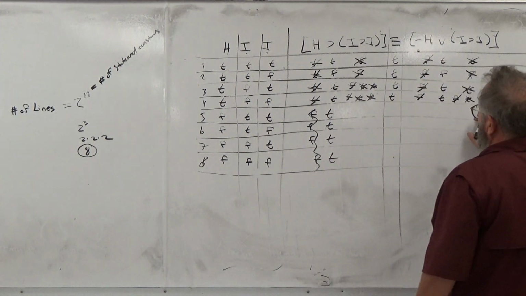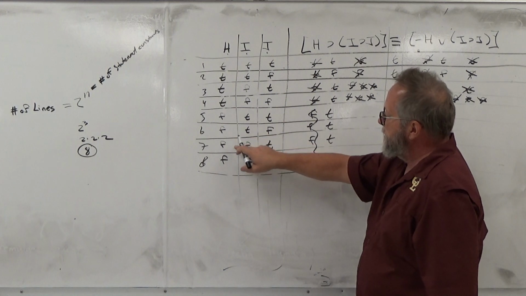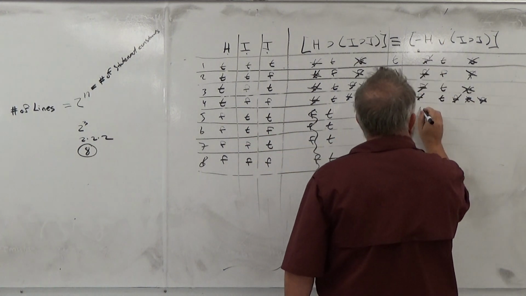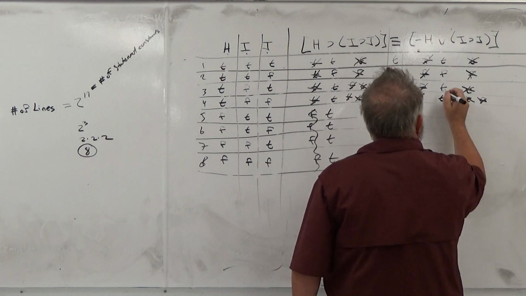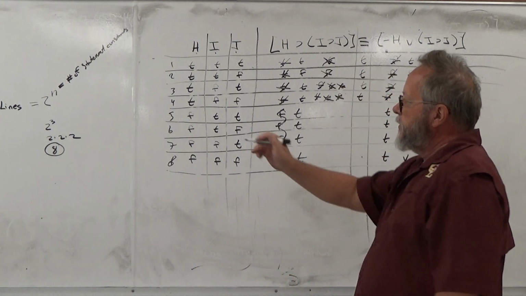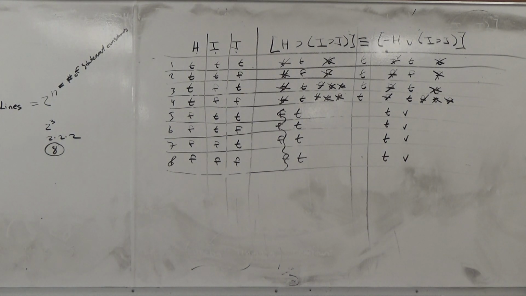Over here, H, remember H is false on 5, 6, 7, and 8. So not H would be what? True, true, true, and true. And now notice what we're doing, true or. Now look at the true over there. What does it take for an or to be true? One disjunct. It only takes one disjunct being true, and the whole thing is true.